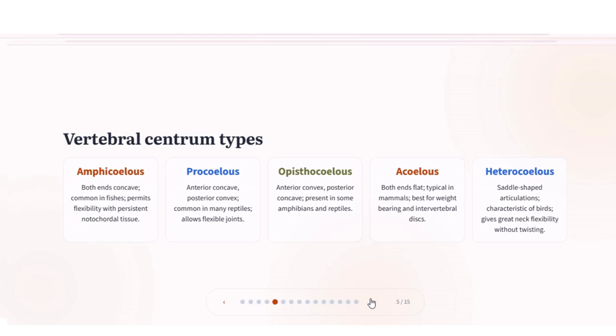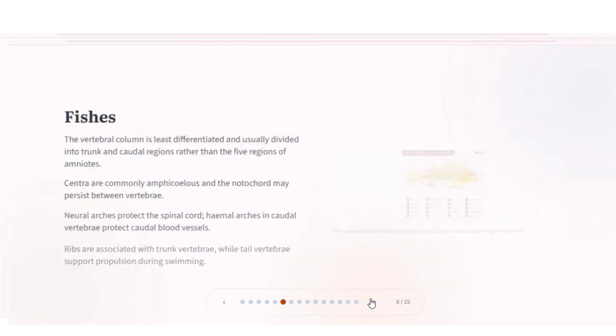The other is the heterocoelous type centrum. It is a saddle-shaped articulation characteristic of birds and gives great neck flexibility without twisting.